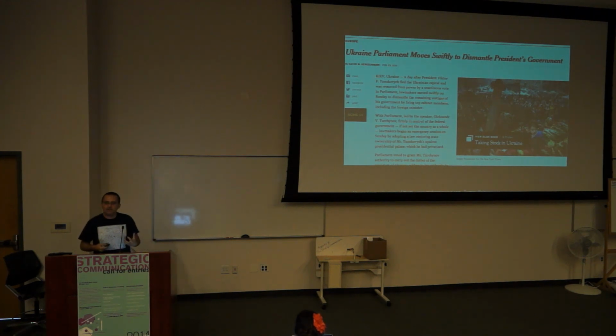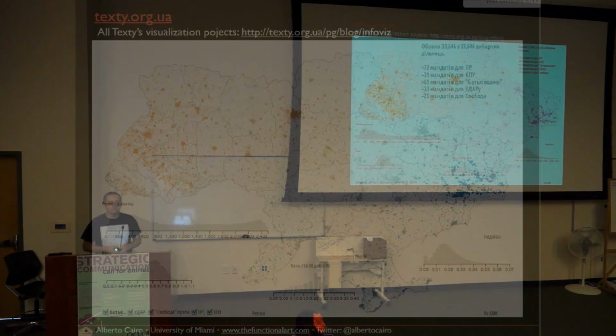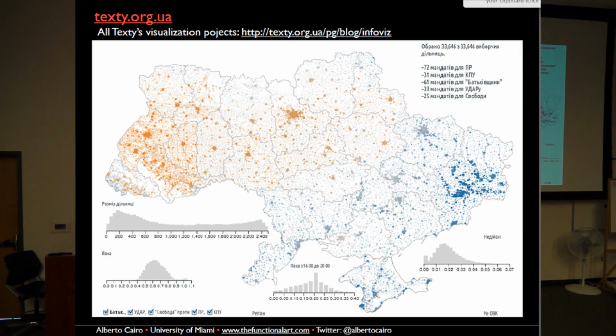When I saw that map, even if I don't speak a word of Ukrainian, I was amazed, because it shows you a very clear picture of what's going on in Ukraine. The western part of the country voted majoritarily for the pro-Western party, and the eastern and southern part of the country voted majoritarily for the pro-Russian party, the party of the former president, or the president who was expelled a few months ago. It's an amazing, amazing visualization.